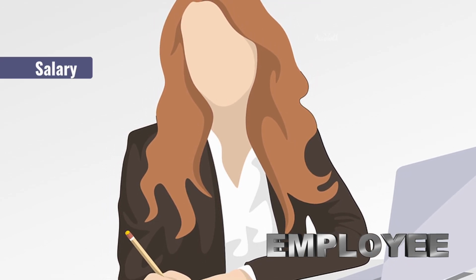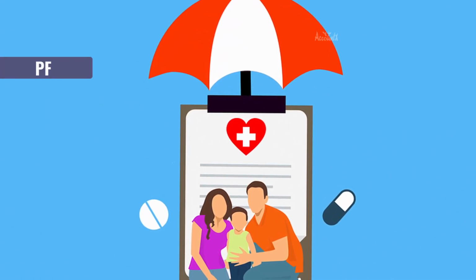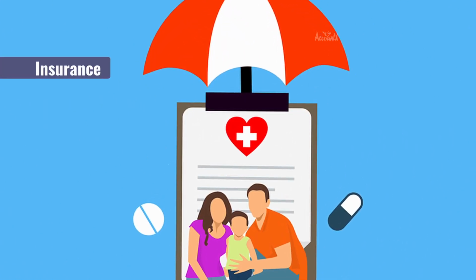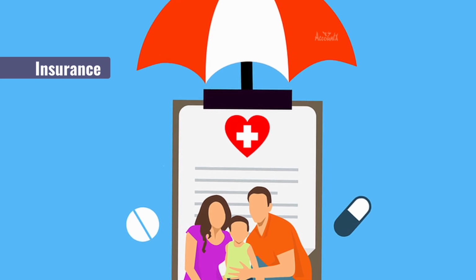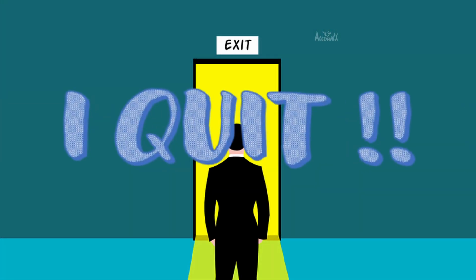In addition to that, you would also get social security benefits like Provident Fund, ESIC or health insurance coverage and so on. If you quit your job or resign and decide to withdraw your PF balance, then in some situations it would be exempt from tax and in other situations it would be taxable.